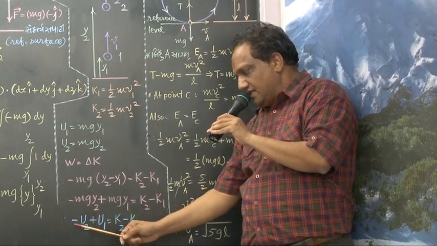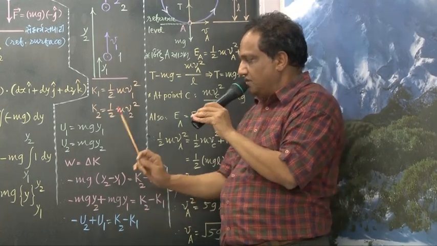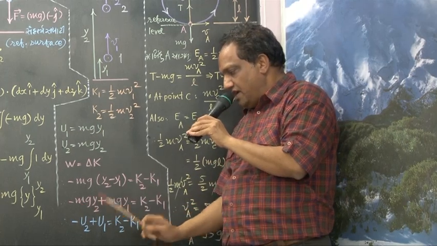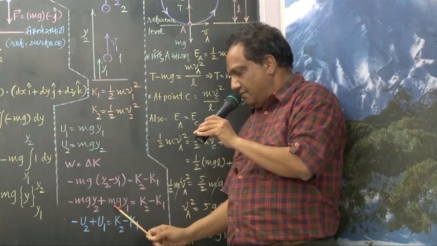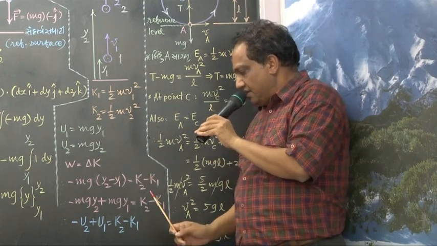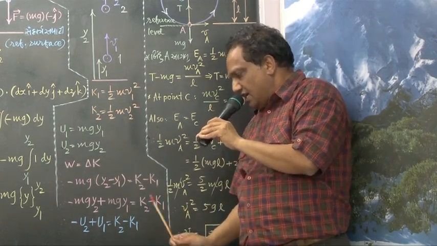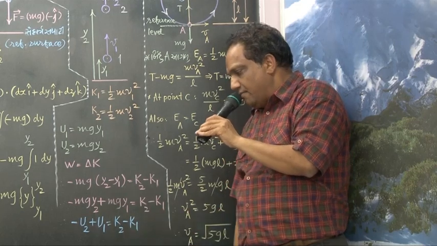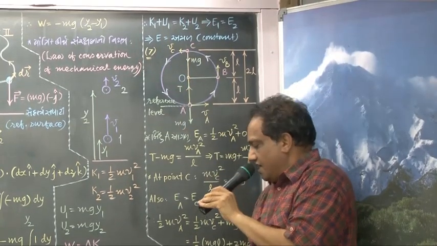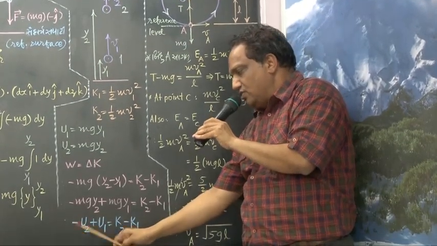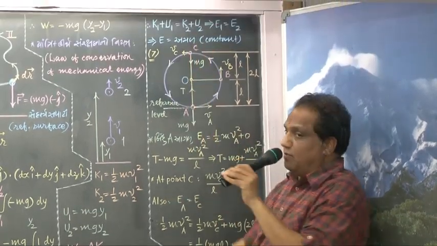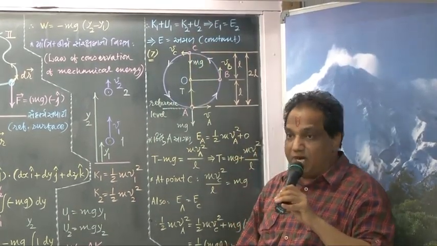Now tell me, minus as it is, what is mgy2? Mgy2 is, come on, U2. Plus mgy1, it is U1. And that equals K2 minus K1. Transfer this minus K1 to this side and it will become plus. So K1 plus U1. And here K2 is there. Transfer this minus U2 to the right-hand side and it will become plus. So on the right-hand side it will be K2 plus U2.